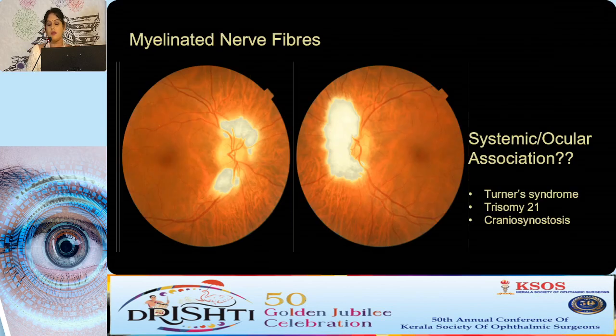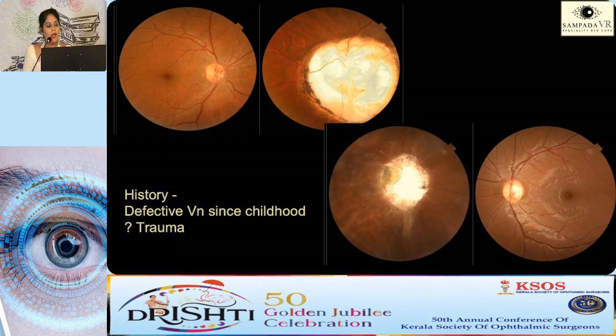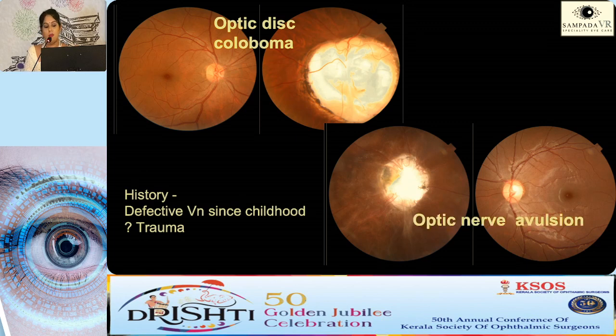Myelinated nerve fibers: don't just brush this off. There are so many systemic and ocular associations, so you can go ahead and find out whether something is there or not. Now, this is an interesting case where you can see in the first picture a case of optic disc coloboma. What about the second one? That's a 6-year-old child presenting with a history of trauma. The picture is similar, but that's a case of optic nerve avulsion.